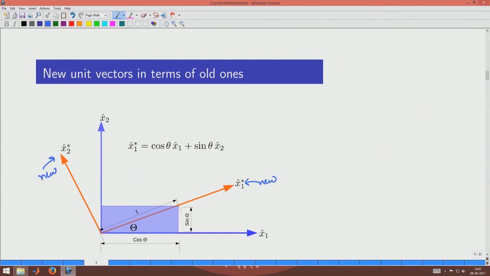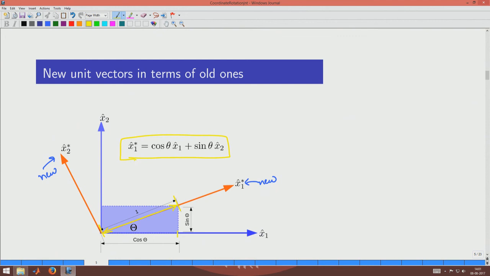So, we take a unit vector, which we have shown here. This length is 1. If this length is 1 and the angle it makes with respect to the old x1 axis is theta, then we can see that the components along x1 and x2 are given by cos theta and sin theta respectively, which means that we can express x1 star in terms of x1 and x2 as given here.